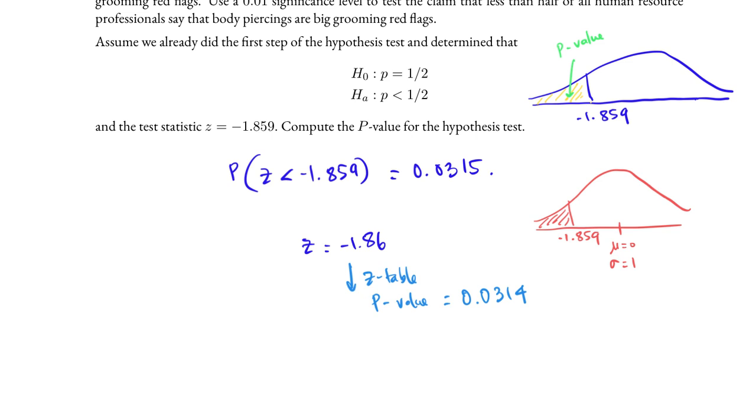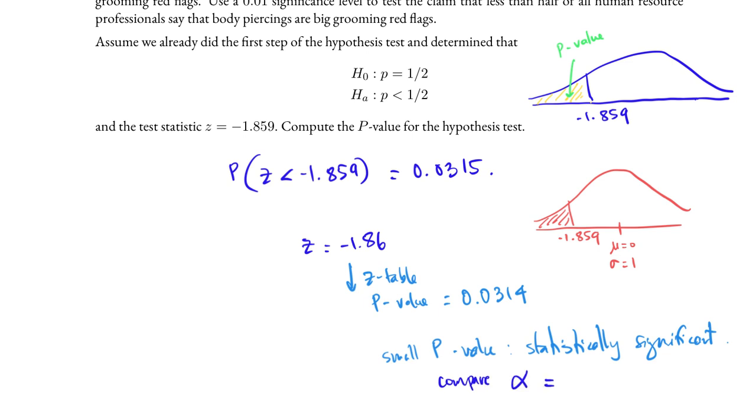And so with a small p-value, we would say that the test is statistically significant. But how do we determine whether the p-value is small? And that is when we compare this p-value to the significance level alpha. And the significance level alpha in this case is 0.01. So compare this p-value to this alpha. Is it small? The answer is no, because 0.03 is more than 0.01.